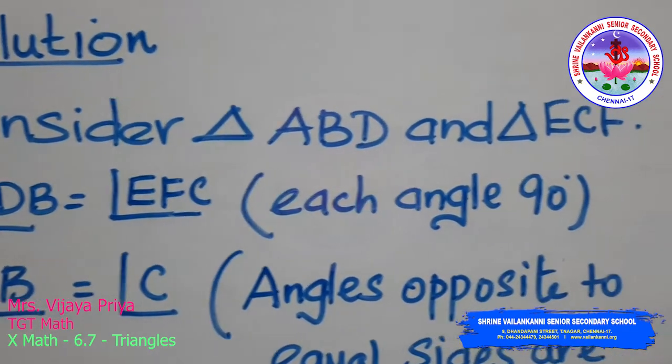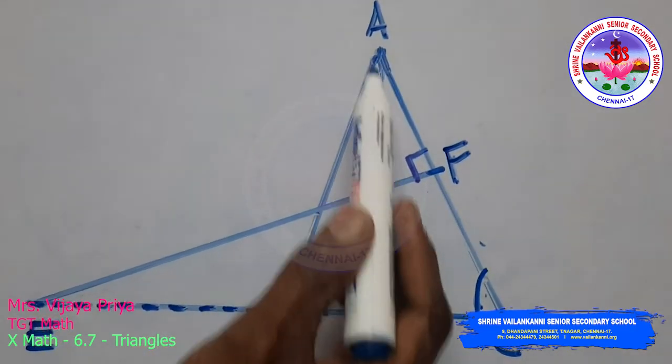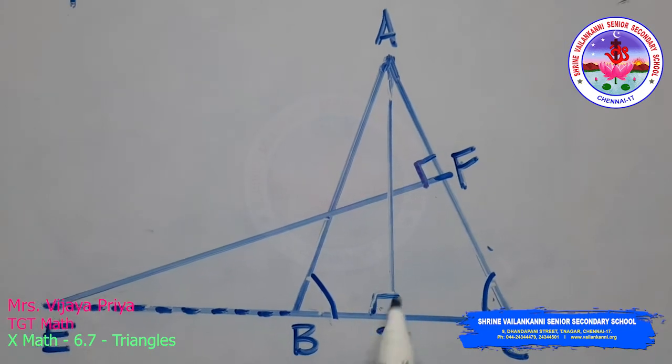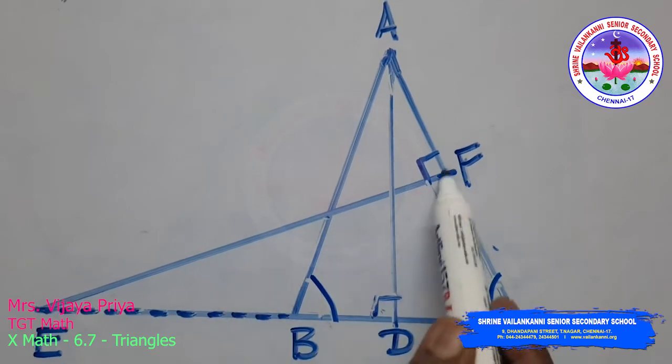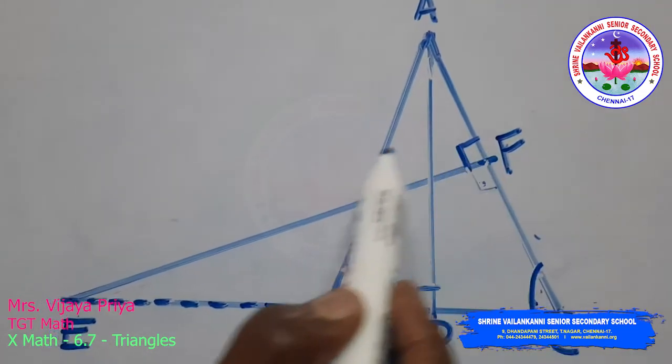So we will see in the figure. In triangle ADB, where AD is perpendicular to BC, my angle ADB is 90 degrees. Similarly, in triangle FEC, my angle EFC is 90 degrees since EF is perpendicular. So coming to the problem now.